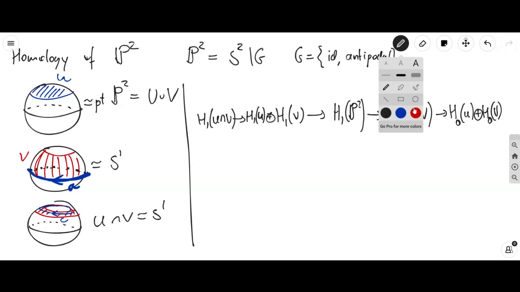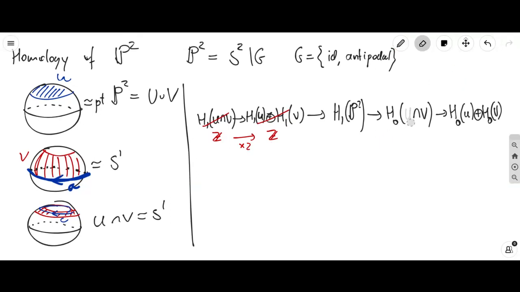So now let's fill in what we know. We've said that this one is isomorphic to Z, and we said this one is isomorphic to Z. And the corresponding map here is really the doubling map. That's actually coming from our previous work. H0 of U intersect V, well, you can see in the picture that this is path connected. So this one is just going to be Z. And U and V themselves are path connected, so that'll just be two additional copies of Z.